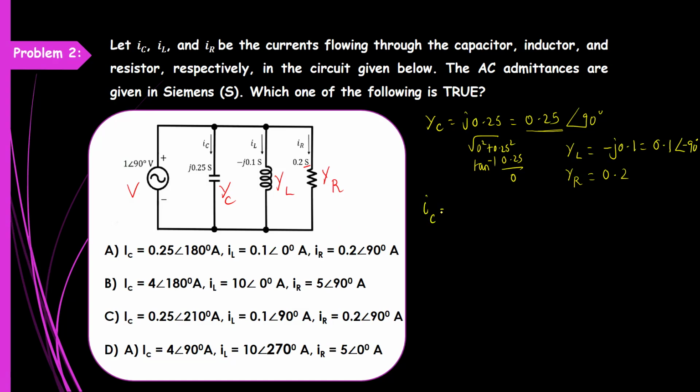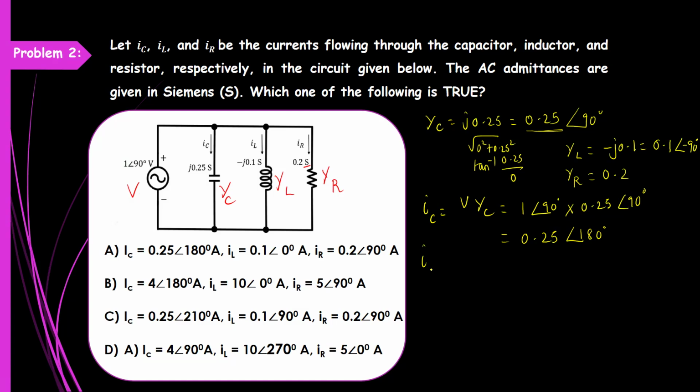So let me find IC. We know voltage divided by impedance equals current, so we can convert that into admittance form. So V into YC. Here the total voltage is 1 angle 90 degree, into YC in polar form, 0.25 angle 90 degree. So 1 into 0.25 is 0.25, and the arguments can be added, that is 180 degree.